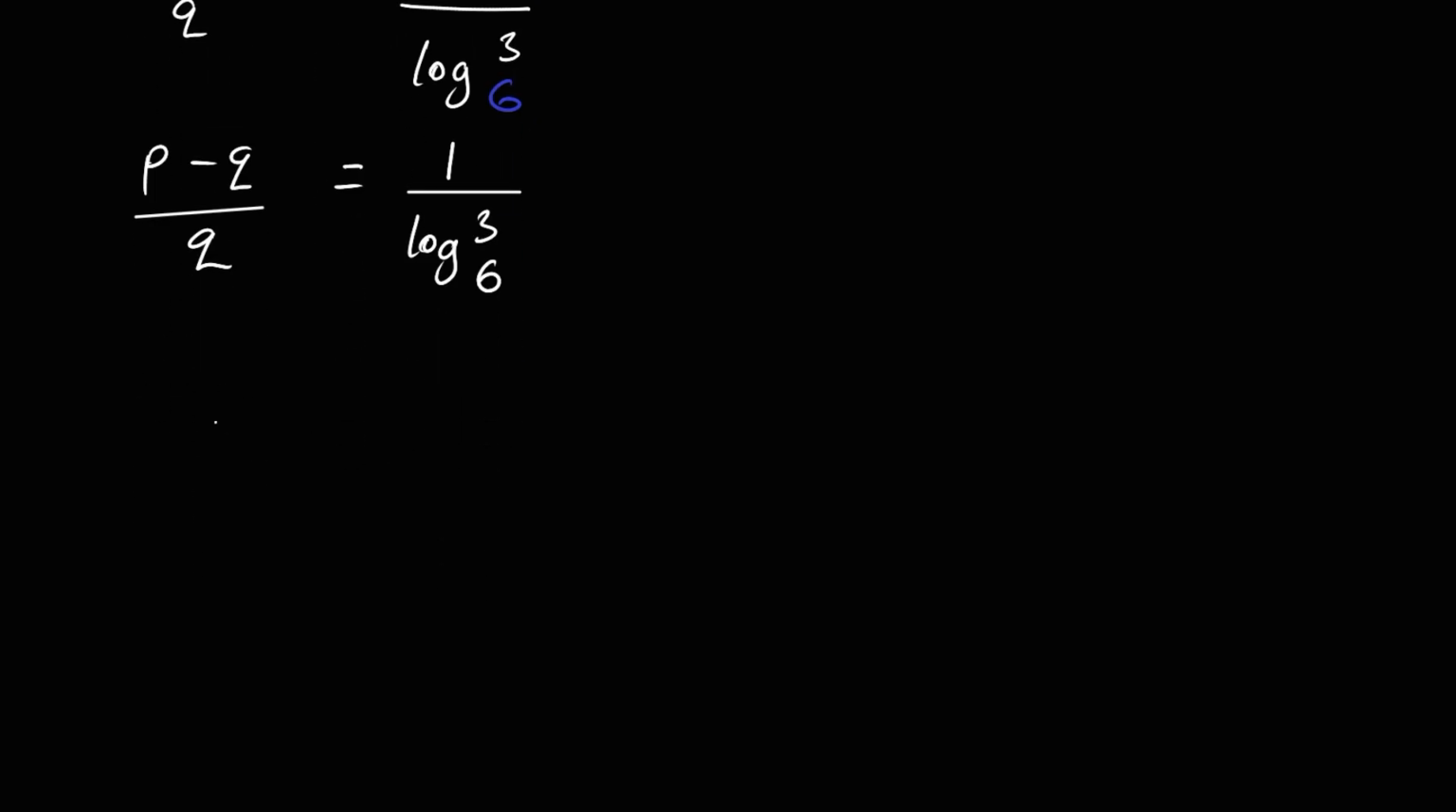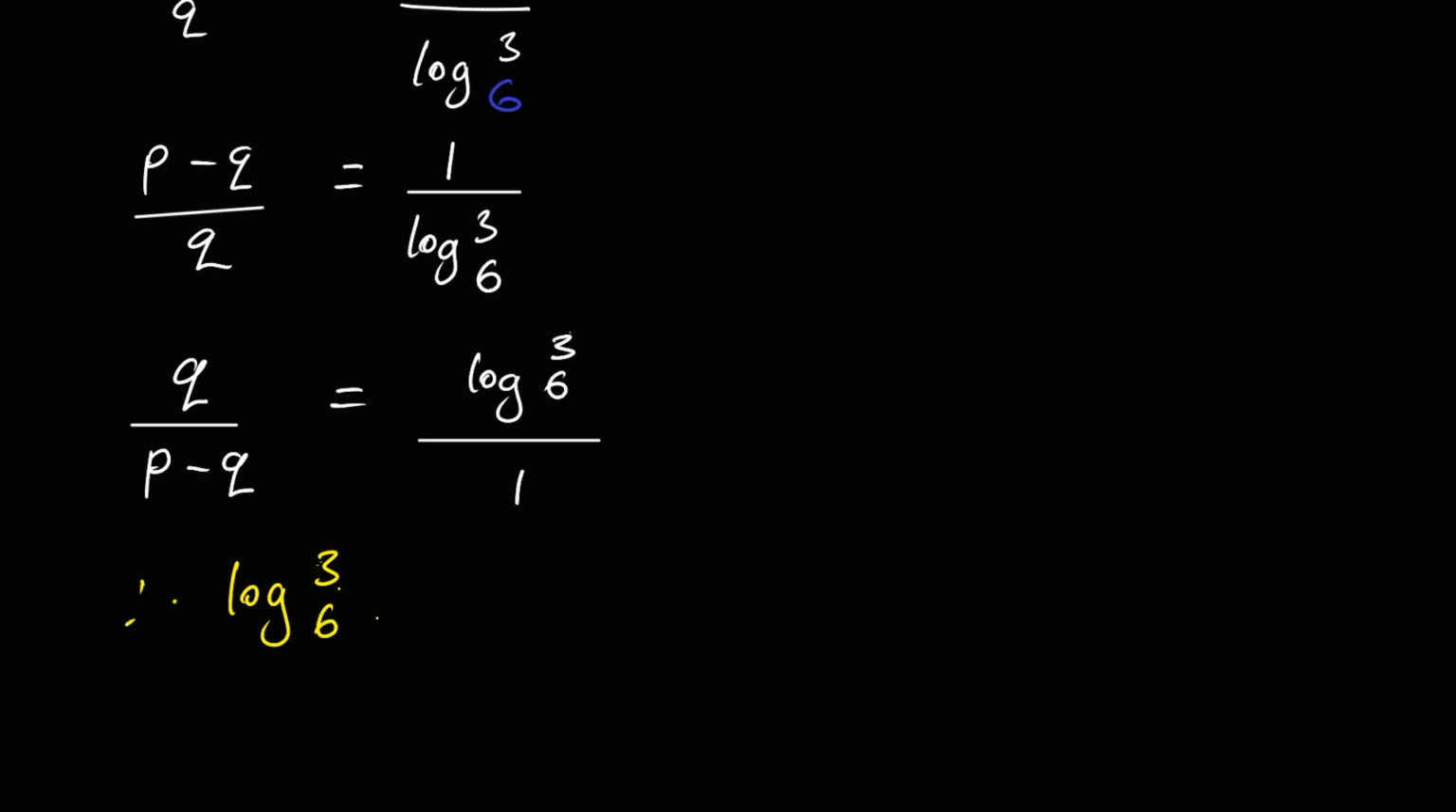On obtaining the reciprocal on either side, it becomes q divided by p minus q, which equals log of 3 base 6 divided by 1. Therefore, log of 3 base 6 equals q divided by p minus q, as required.